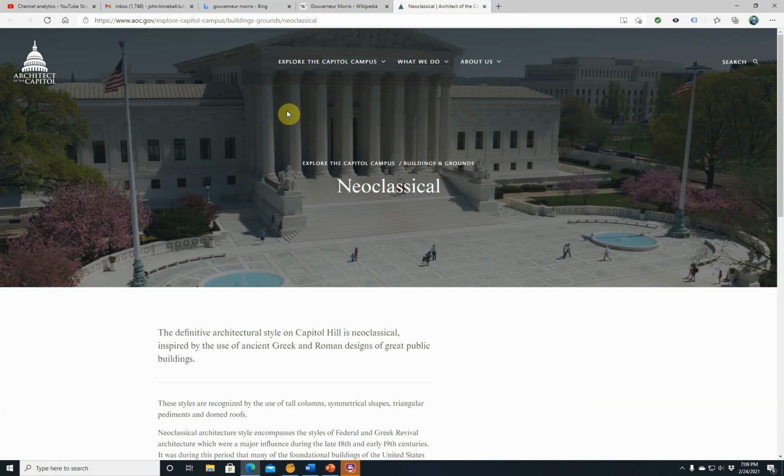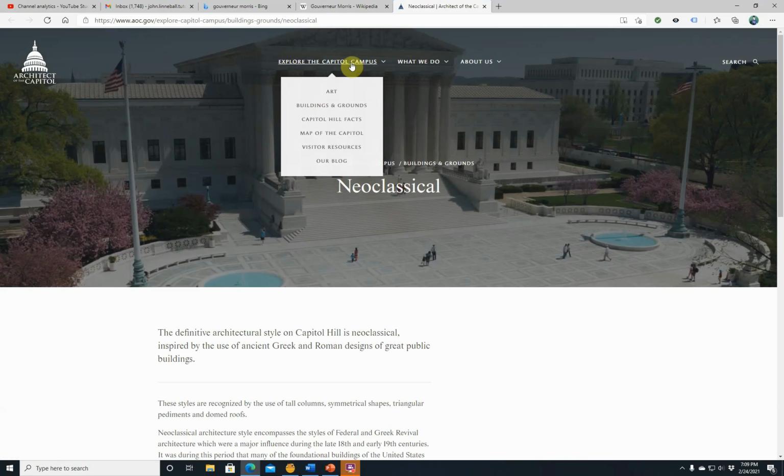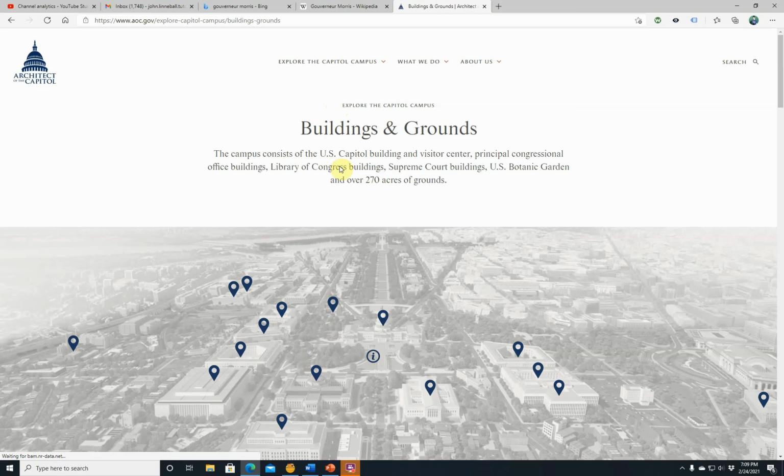Alrighty. So you can explore the Capitol campus. You can see right on the landing page here, lots of columns. It's symmetrical. It's got two wings that are in balance. Got a nice courtyard and everything, little statues. So we can explore the Capitol campus, the buildings and grounds.